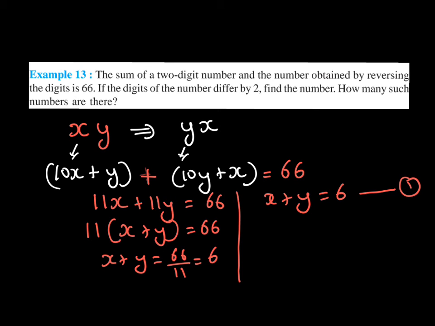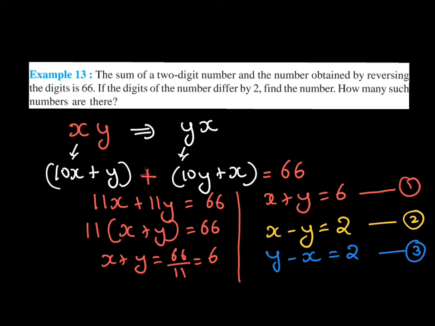The question reads further: if the digits of the number differ by 2, now we can have two possibilities. The first possibility is x minus y, the digits differing by 2. Let's take this as equation number 2. Another possibility could be y minus x, with y being greater, equal to 2. Let us take this as equation 3. So now either x minus y is equal to 2 or y minus x is equal to 2.